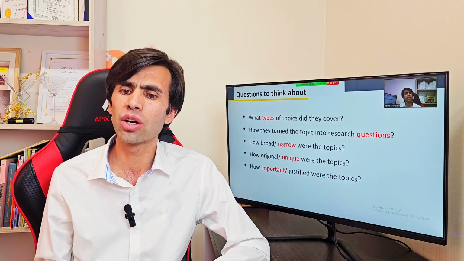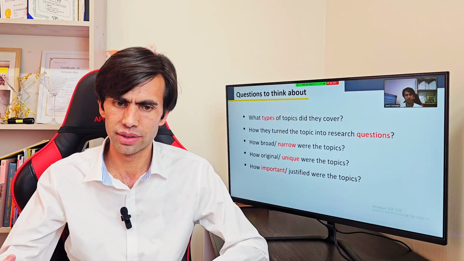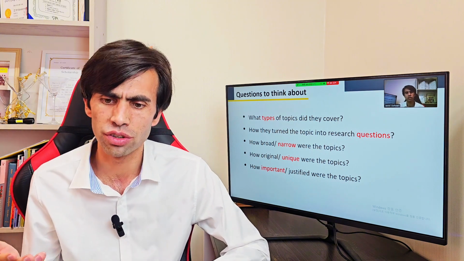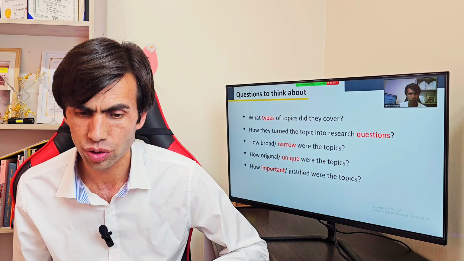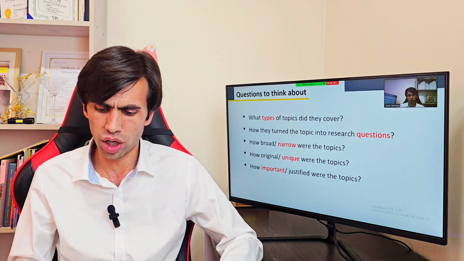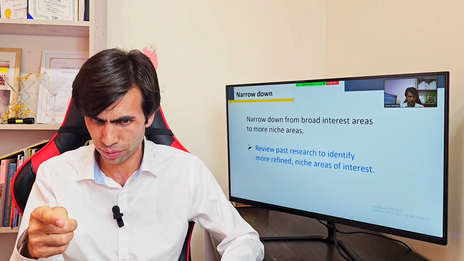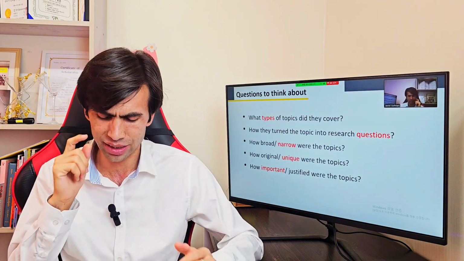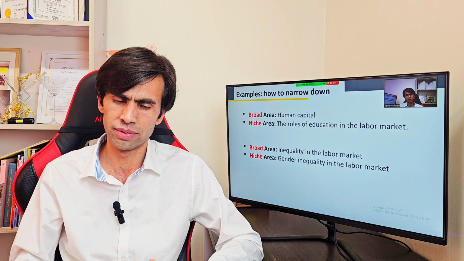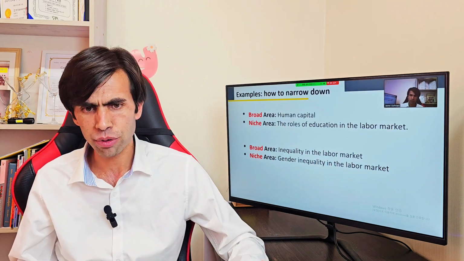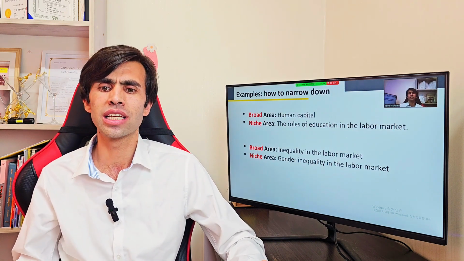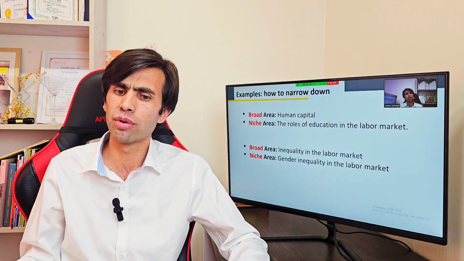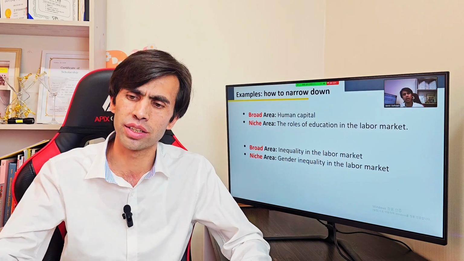How broad or narrow were the topics that they covered? How original or unique were the topics? And how important or justified were the topics? You have to think about these things when you're reviewing the past research. You have to ask these 5 questions of yourself and answer them clearly. For example, a broad area is human capital, but a niche area is the role of education in the labor market. Broad area, inequality in the labor market, but the niche area is gender inequality in the labor market.